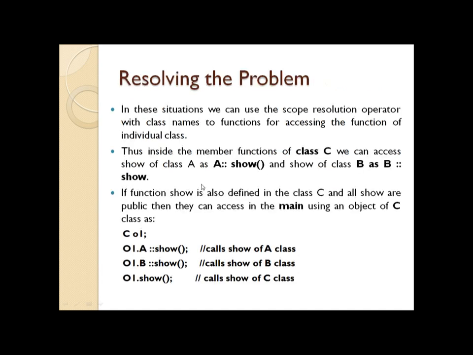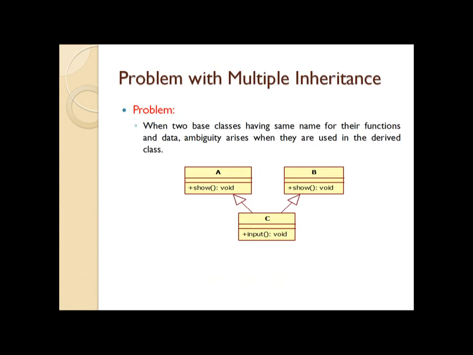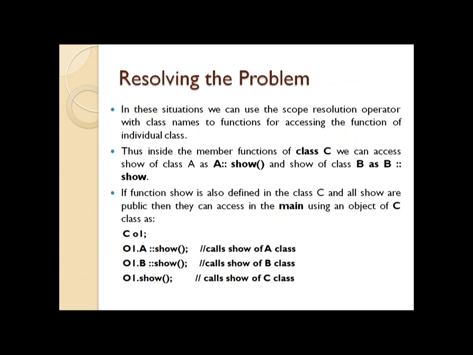So here I have given a method by which we can resolve it. This type of problem is called ambiguity, where the compiler gets confused about which function the derived class wants to use. So the way we can access the function in class A is given here. Class C can access show of class A using A, scope resolution operator, show.